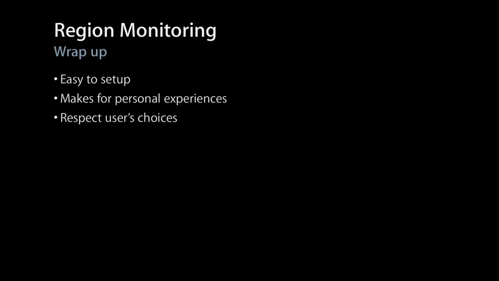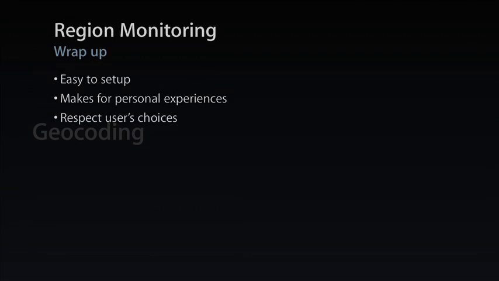So as you've seen, region monitoring is very easy to set up. You saw that it takes very little to get up and going. It also makes for very personal experiences because these are locations that the user is used to moving between within their daily life. Finally, you want to respect user choices when it comes to authorization. You don't want to hound the user to make certain choices. And you don't want to make your application non-responsive if they decide not to allow location services. You want to do the best thing that you can for your user.